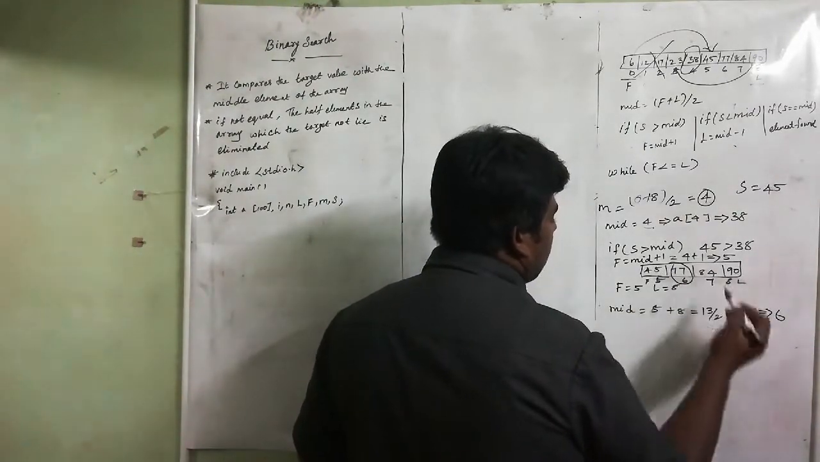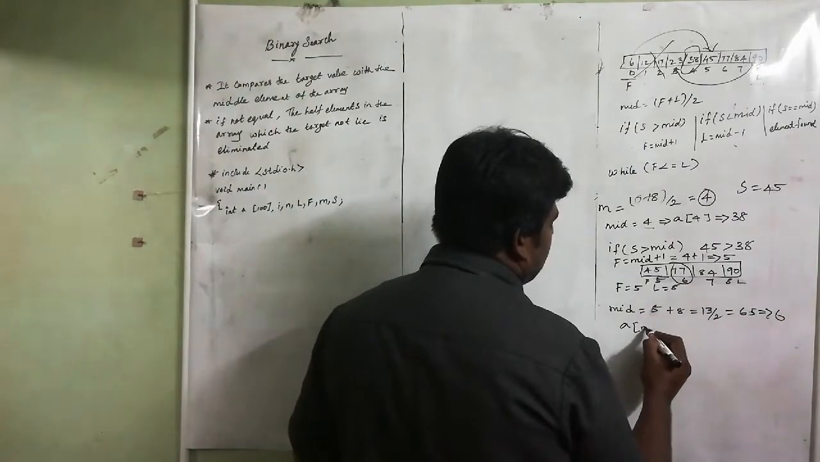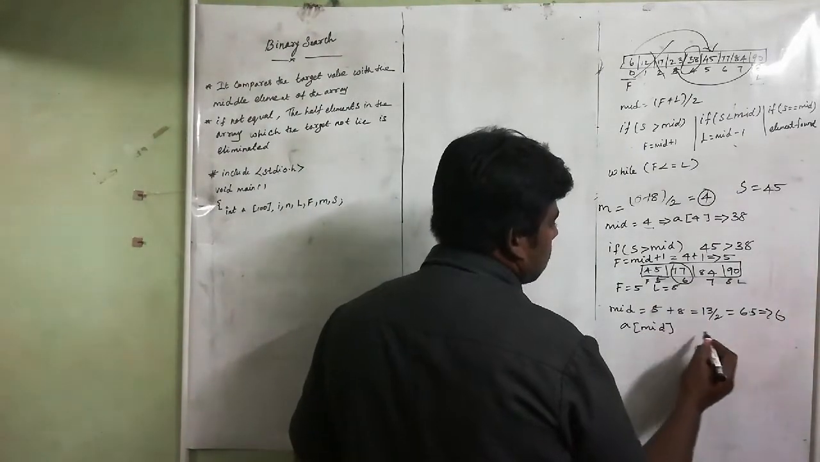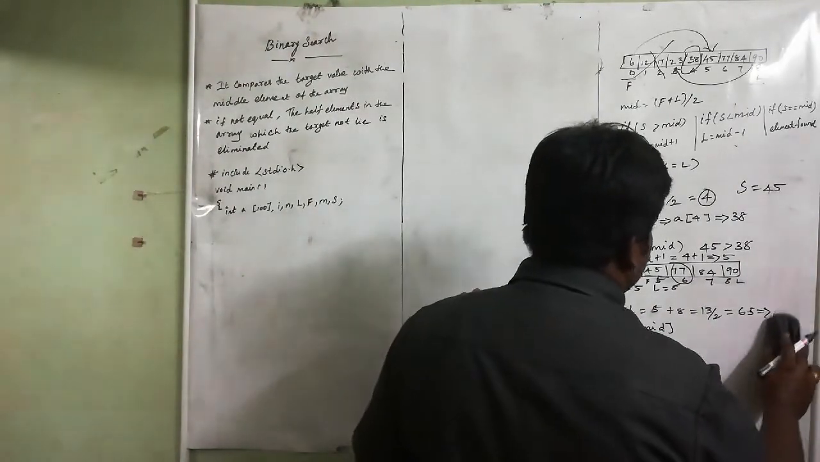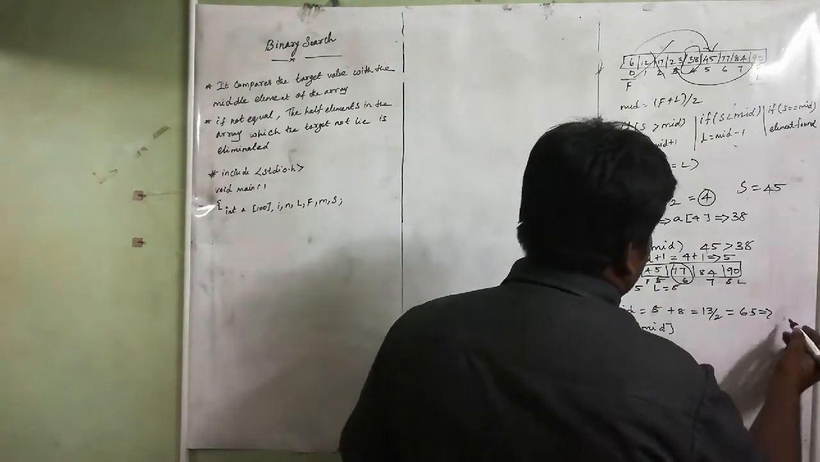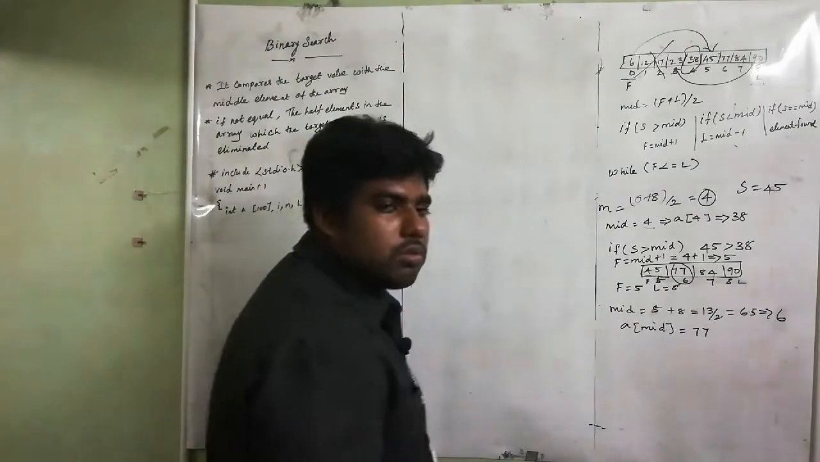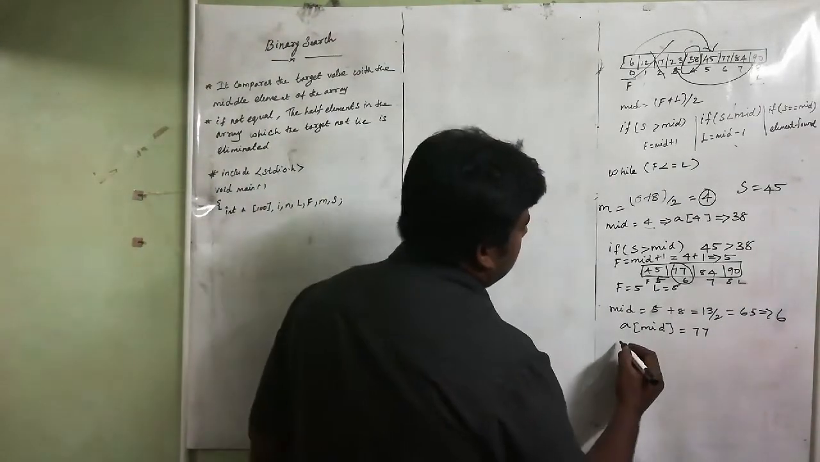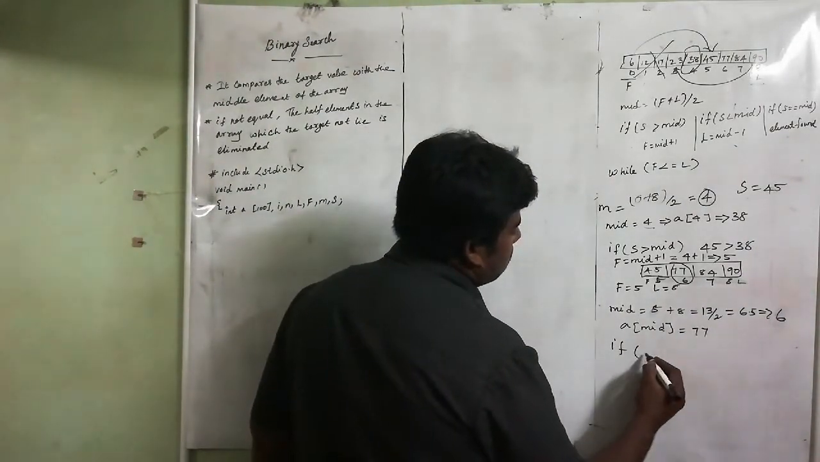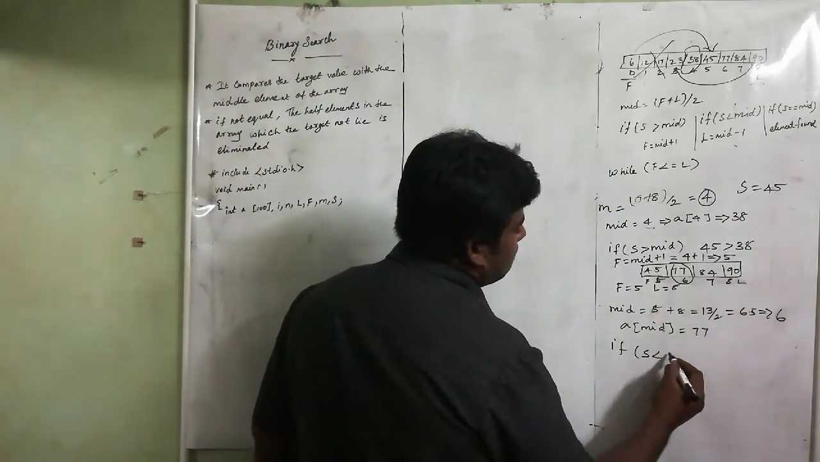Now mid is 6. A of mid is 77. Again, the second condition I am checking: if the search element is less than mid.